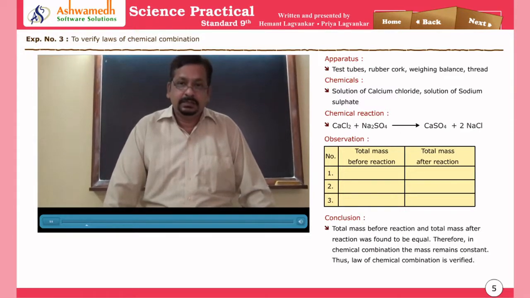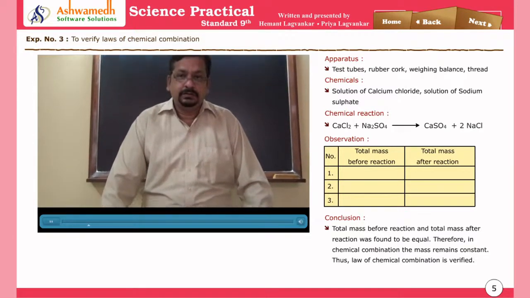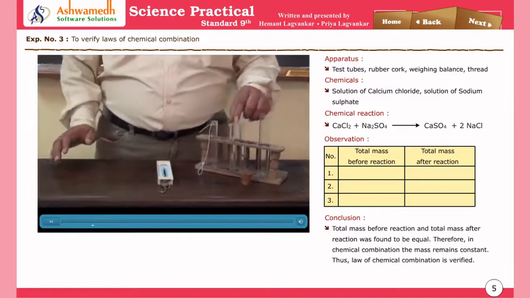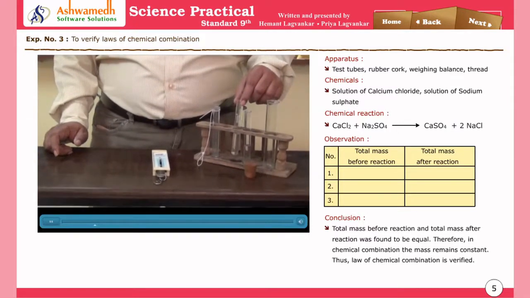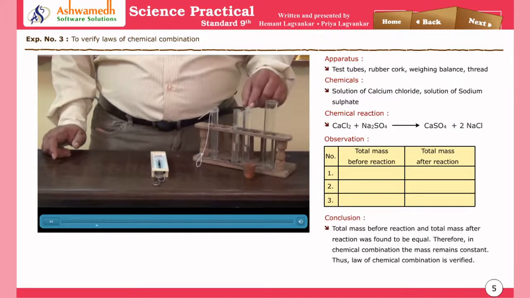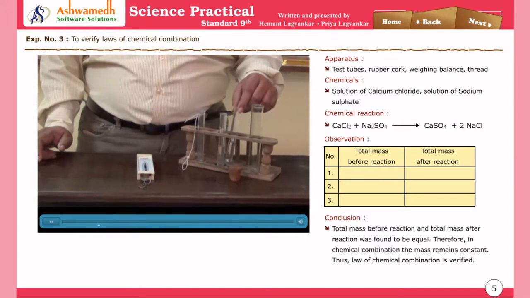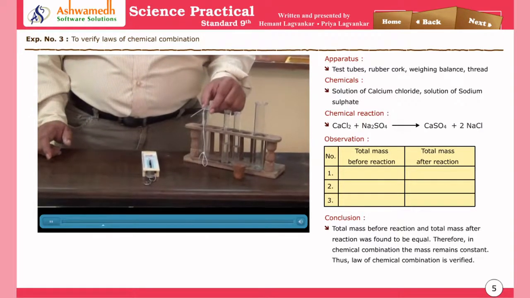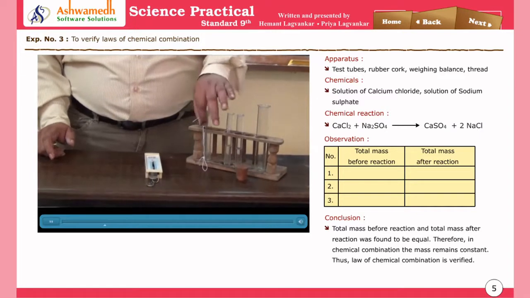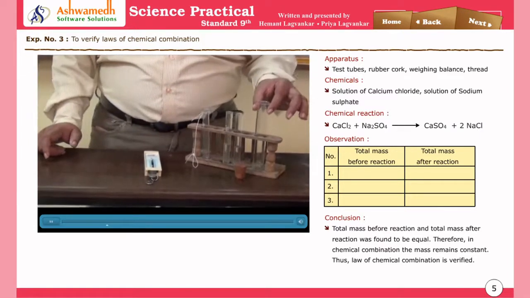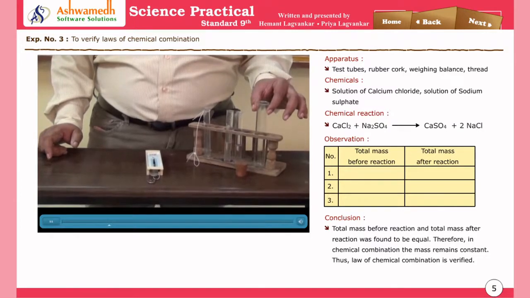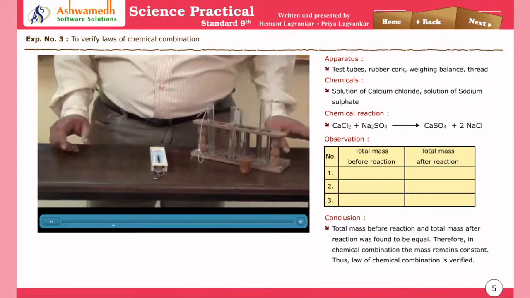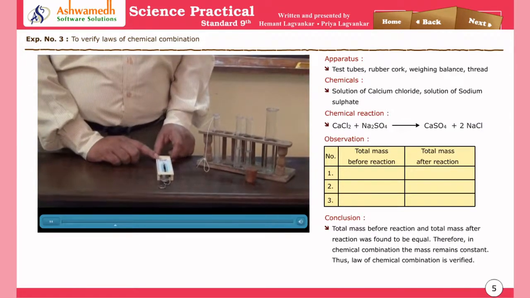And for that, let us see the apparatus that we are using. Here you can see the test tubes kept in stand. In one test tube, we have taken solution of calcium chloride. In another test tube, we have taken solution of sodium sulfate. Here you can see one empty test tube tied with a thread. Here is a thread, and there is a bigger test tube here which is also empty. Now here there is rubber cork, and of course to measure mass we will use this spring balance.